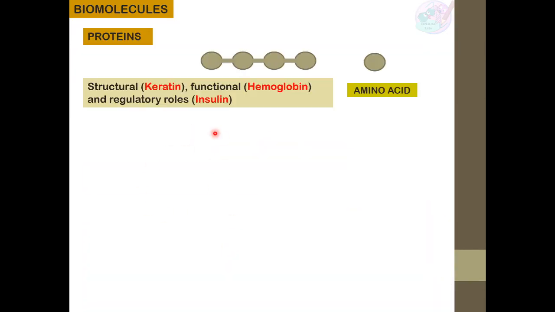Next one are proteins. Proteins are polymers of amino acids. When many amino acids combine together, they form proteins, and they play a structural role like keratin, which is present in our nails, hair and skin. They also play a functional role like hemoglobin, which carries oxygen, and also regulatory roles like insulin, which regulates the blood glucose level.